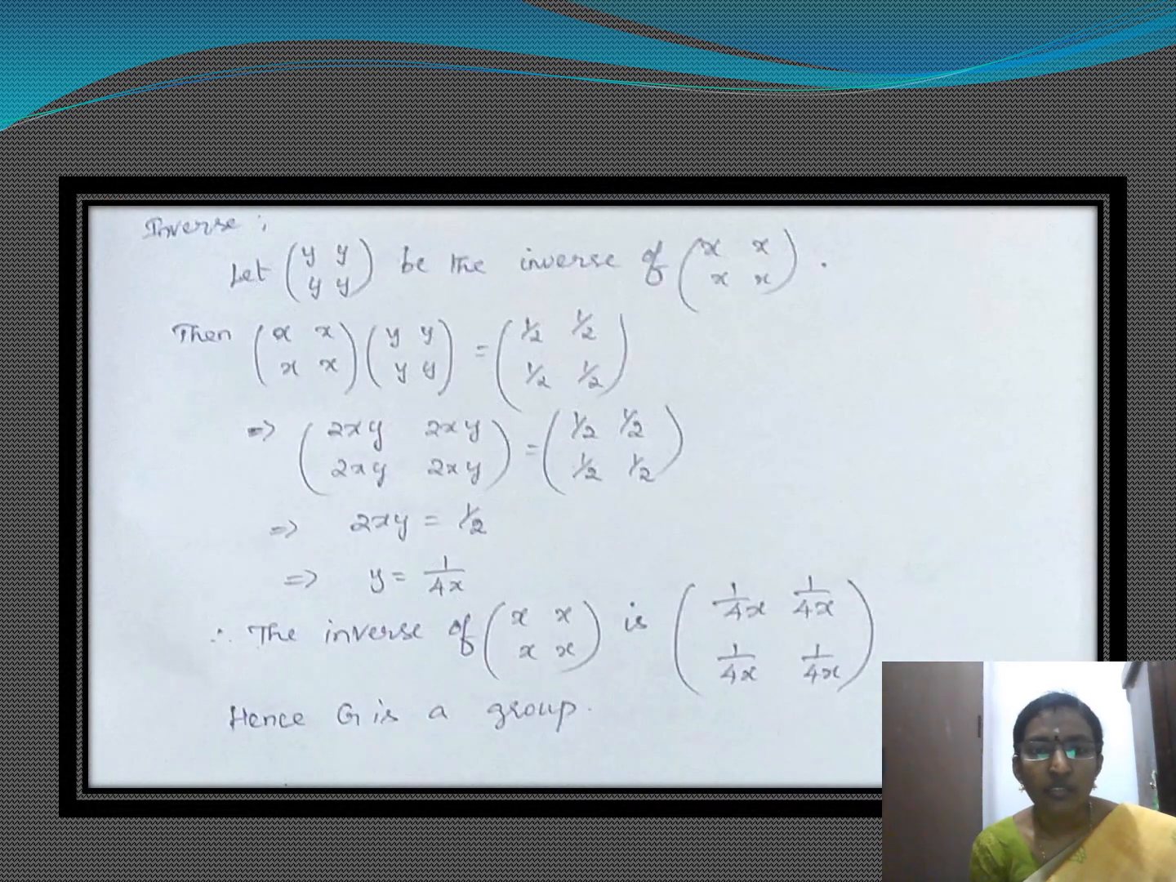Next, inverse. We have to find the inverse for any matrix belonging to G. Let me take the inverse as Y. Therefore, the matrix X times matrix Y is equal to the identity element, the matrix [1/2 1/2; 1/2 1/2]. On simplification, we get 2xy equal to 1/2. Therefore, y equal to 1/(4x). Therefore, the inverse of the matrix [x x; x x] is the matrix [1/4x 1/4x; 1/4x 1/4x]. Therefore, this G also satisfies all the properties of the group. Hence, G is a group.